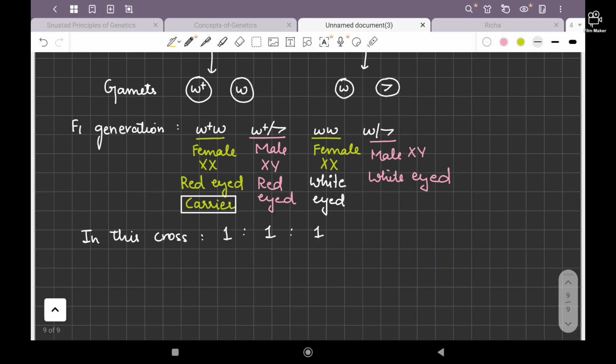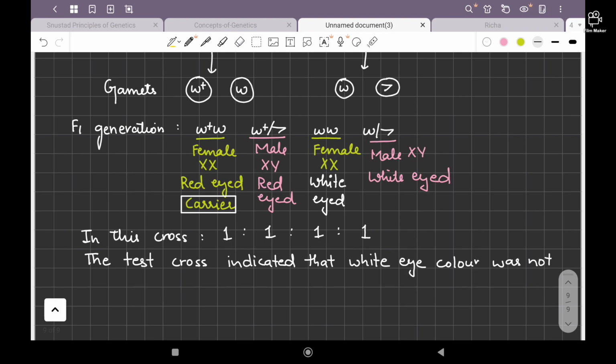Half of the females are white-eyed, half of the females are red-eyed. So in this cross we will get a phenotype ratio of 1:1:1:1 in both males and females. This is a kind of result like that of a test cross. In a test cross, the ratio is always 1:1:1:1.